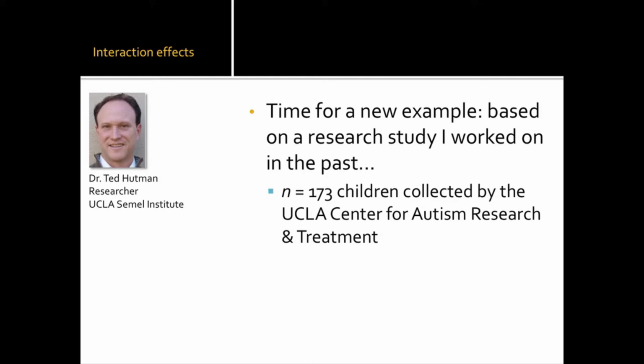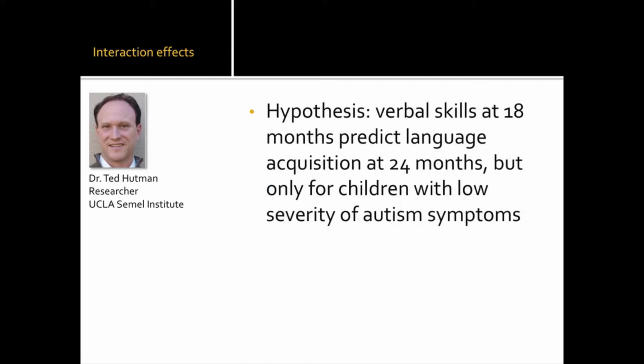So this is going to be the example we run through here. This is a developmental psych example. I actually worked on this project in the past with Ted Hutman, whom I went to grad school with originally. He works at the UCLA Center for Autism Research and Treatment, so that's where this data was collected. 173 children, a very large sample size, which lends itself well to fancy analyses here. Very large in the sense that it may not always be easy to find large sample sizes when you do autism research.